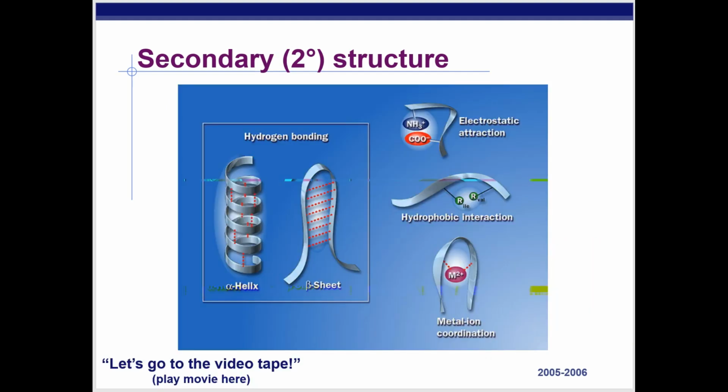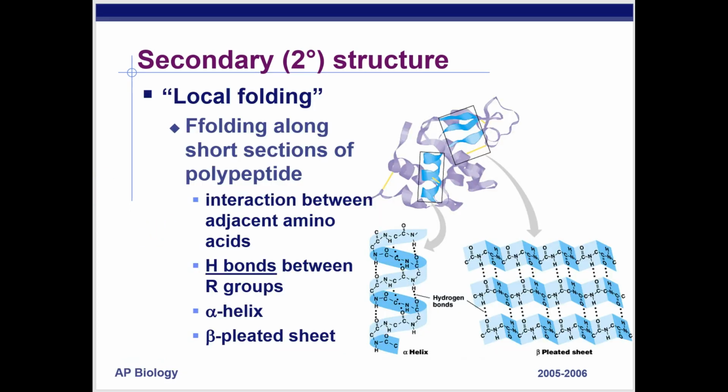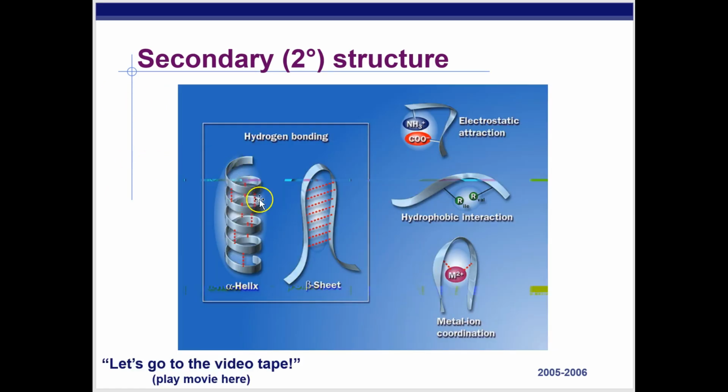Here's another picture of the secondary structure. And again, to get rid of all the molecules and make it a little prettier, you can begin to see how we just draw a line down the backbone and it forms these coils or helices and these beta pleated sheets. It's an amazing thing.